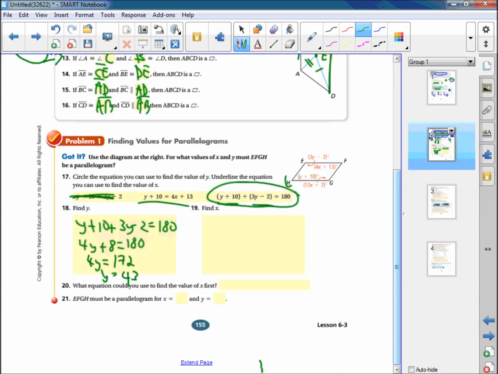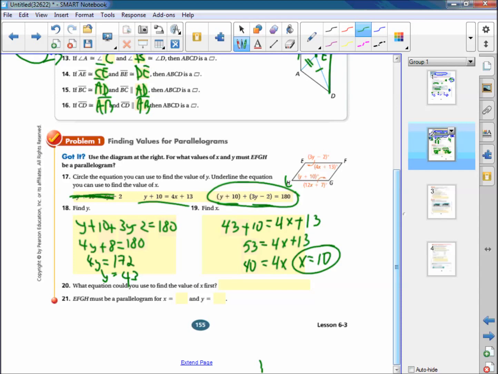So we can plug into our second equation, which we couldn't find x without having y first. So it's a little tricky here. You've got to get the y part first. So if we get x here, we're going to put 43 where y is, and then solve for x. So we have 53 equals 4x plus 13. Subtract 13 from both sides. So we have 40 equals 4x, and that means x is 10.